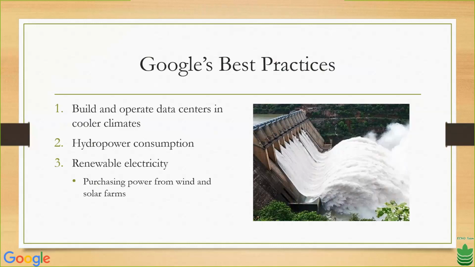Google has really taken grasp of this methodology, and in 2016 they purchased 44% of their energy with renewable energy. They took it a step further in 2017 and were 100% dependent on renewable energy to power their data centers and offices.